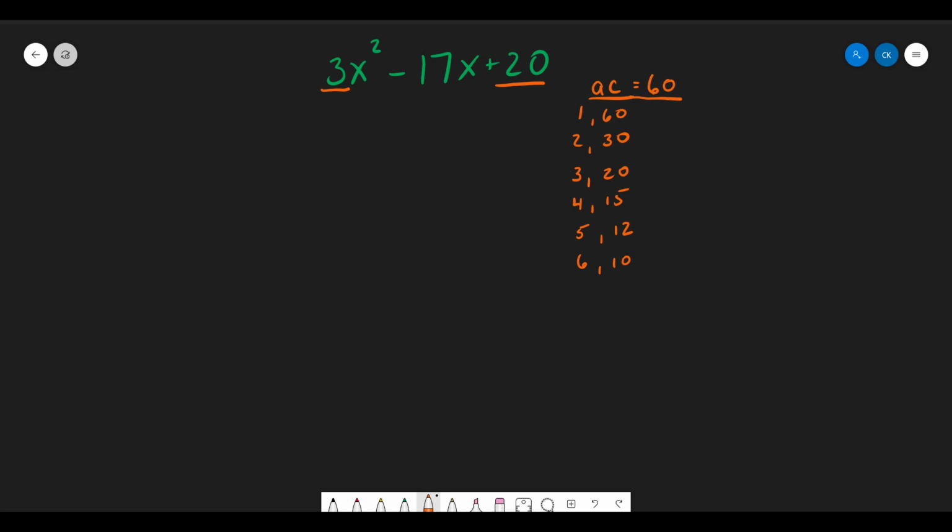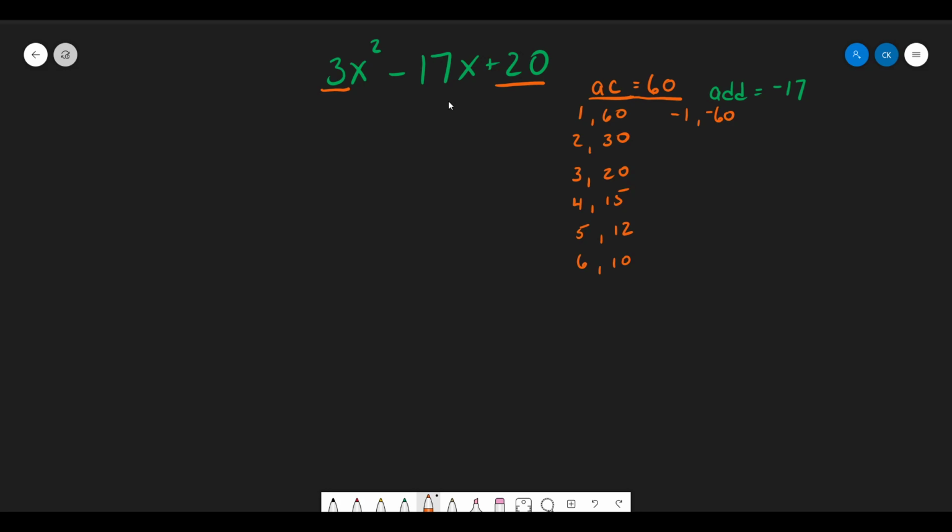But now, if we realize something, when I add, they have to equal negative 17. So I want them to add up to be negative 17. Now, if I add these together, none of these are going to give me a negative number, right? Well, that's because another way to get positive 60 is to make both of them negative.